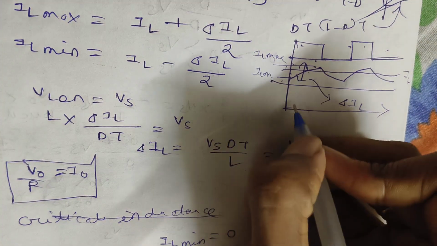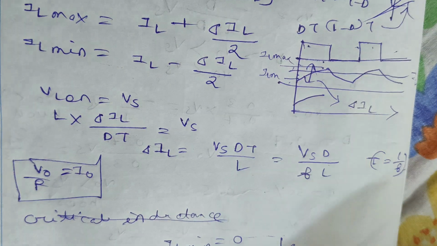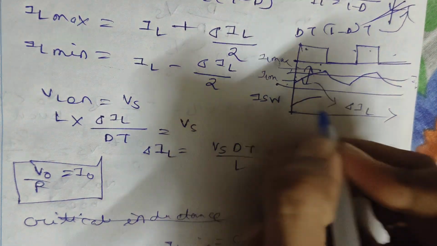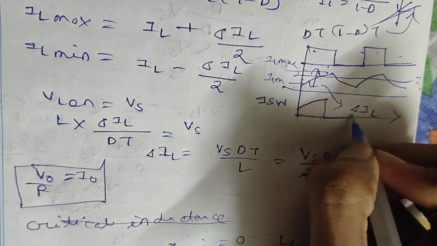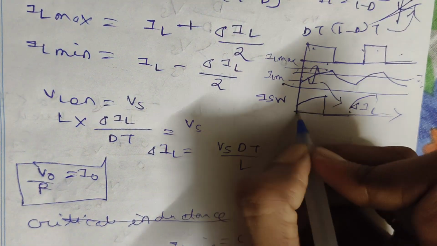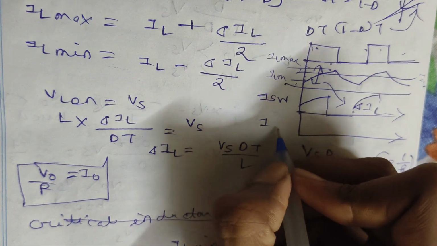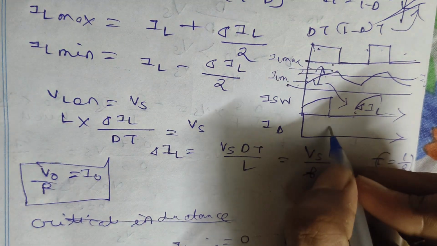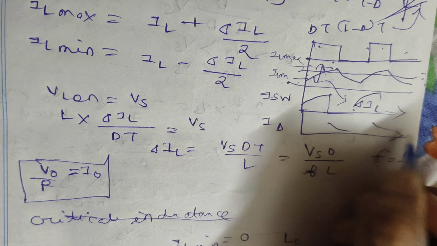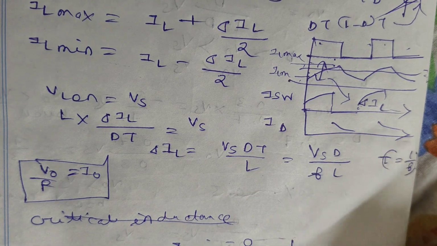So during the on condition switch current flows, so this graph will be like this: ISW. During the off condition it is 0, then on condition we get current, then off condition 0. A complementary situation will happen in the case of the diode current. During the off condition it will go like this. Okay, I hope this makes sense.